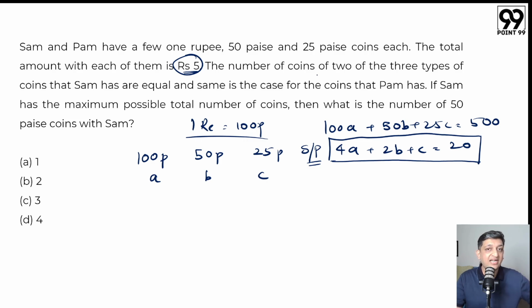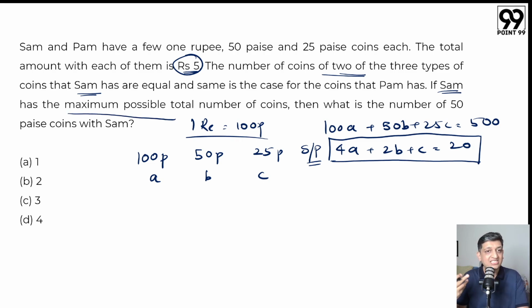Now what else do we need to know, or what do we need to do? We need to understand that the number of coins of two of the three types that Sam has are equal, and the same is the case for Pam. So one of these three will be equal to something else. So we can have either A repeating twice, or B repeating twice, or C repeating twice, and the other term will be as it is, right? We have to understand that Sam has the maximum possible total number of coins.